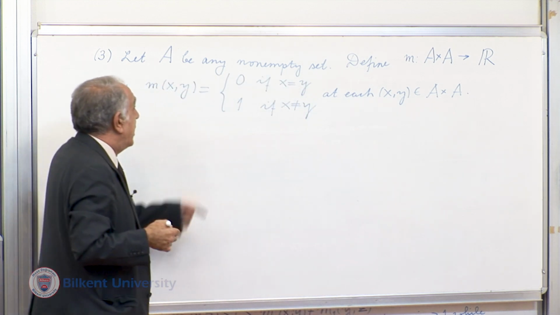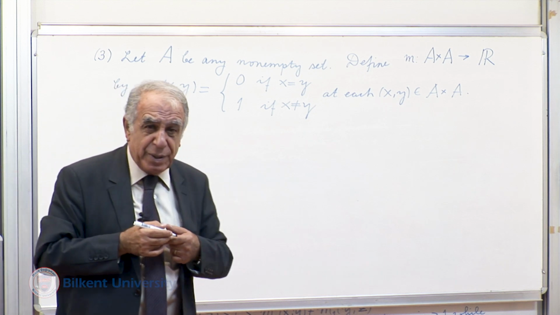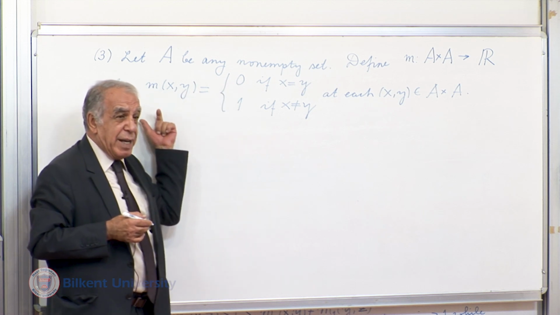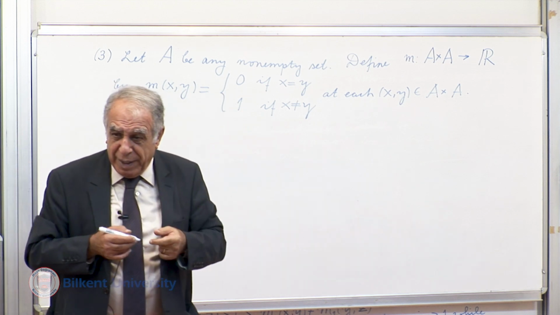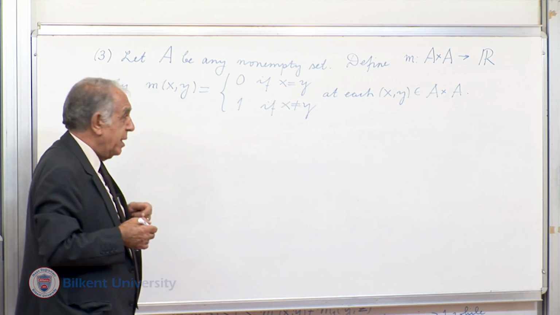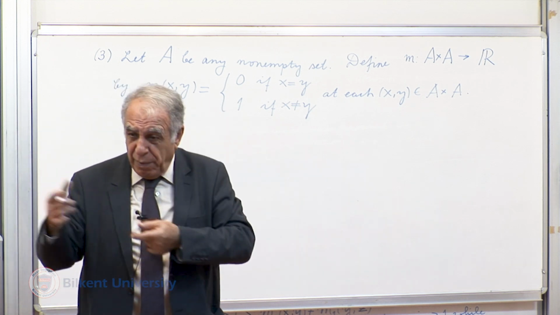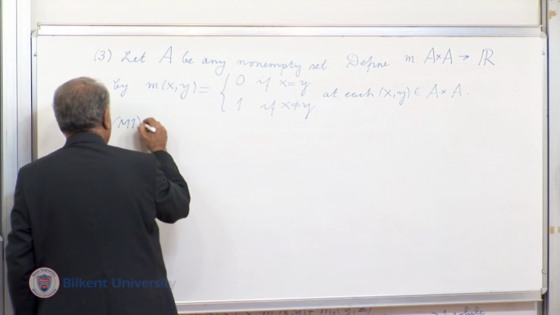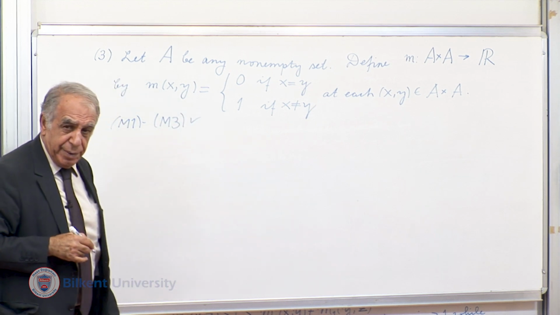Well, this is 0 and 1. m(x,y) is either 0 or 1, thus larger than or equal to 0. If x is y, by definition, this is 0. If m(x,y) is equal to 0, then x and y have to be the same. Otherwise, they take on the value 1. So M2 is satisfied. m(x,y) and m(y,x): x is equal to y if and only if y is equal to x, so that's satisfied as well. So M1 to M3, they're satisfied.